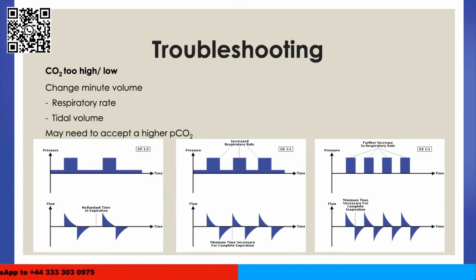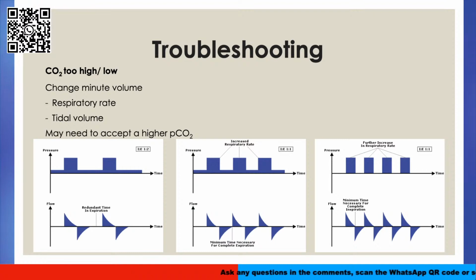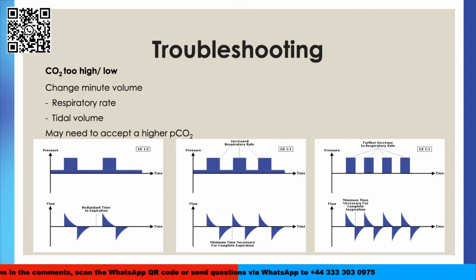If you're having problems with your carbon dioxide, either being too high or too low, think about changing your minute volume, your respiratory rate or tidal volume to manipulate this. But in some situations, you might actually have to accept a higher PCO2. And sometimes, for example, in ARDS, we might accept a slightly higher PCO2, provided it doesn't adversely affect the patient's pH too much. So again, I hope you can see on these graphs, they are quite small.